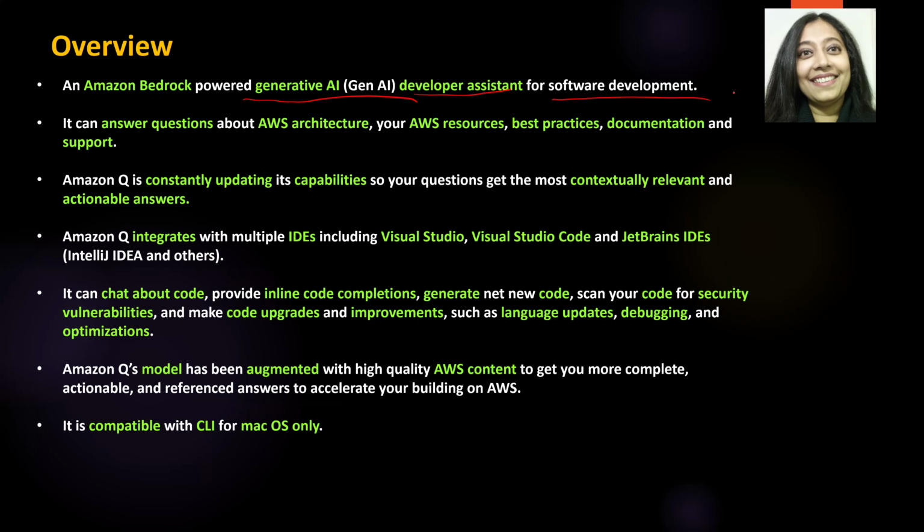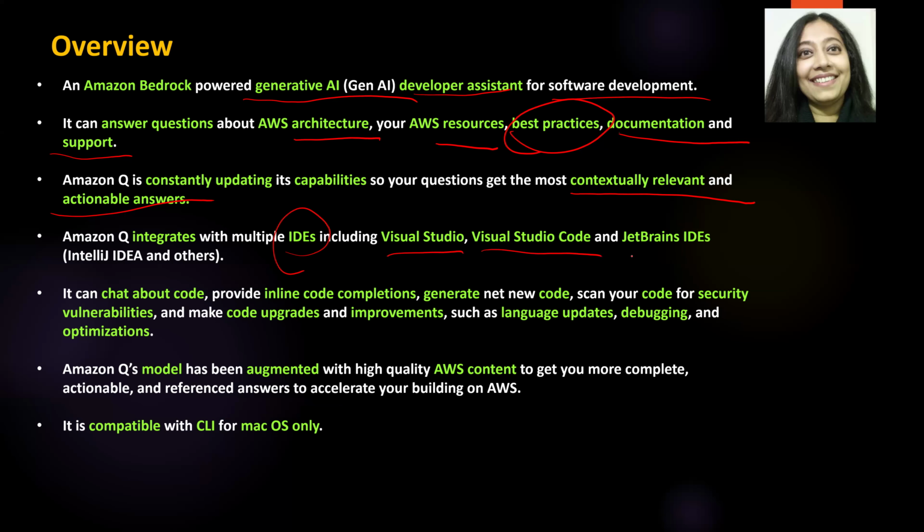Now, what can this service do? This service can answer questions about AWS architecture, resources, best practices, documentation, and support. Amazon Q is constantly updating its capabilities, and that's what enables it to get you the most contextually relevant and actionable answers. It integrates with multiple IDEs that include Visual Studio Code, JetBrains IDEs like IntelliJ, and others.